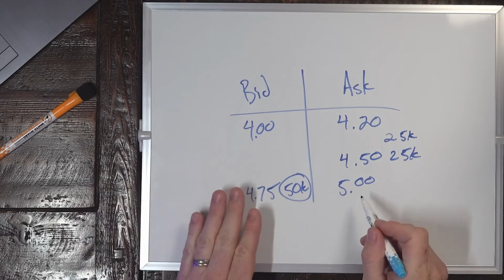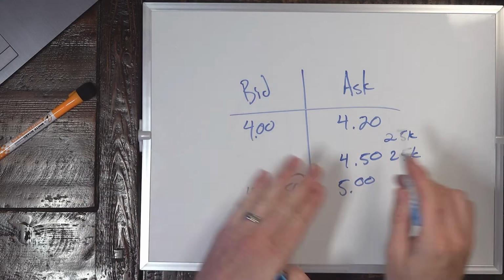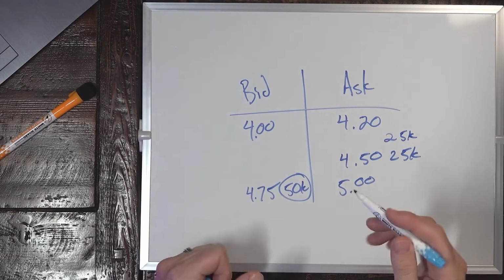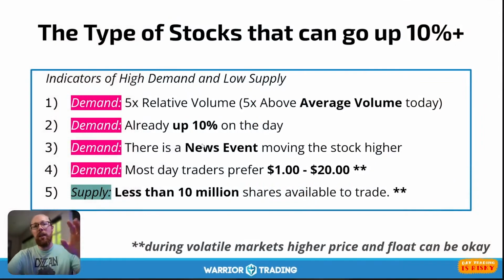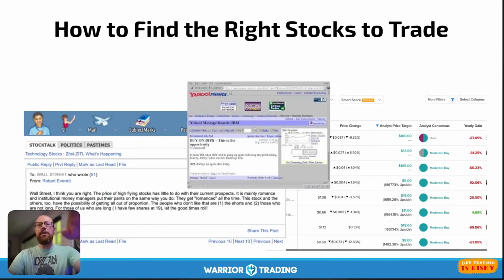So this is where we start to get these moves where a stock goes from $4 to $4.50 to $5, and all of a sudden now you've got a 25, 30, 40% move. All right. So I can tell you without a shadow of a doubt that these are the right stocks to trade. But now the question is, how do we find these stocks in real time, right?